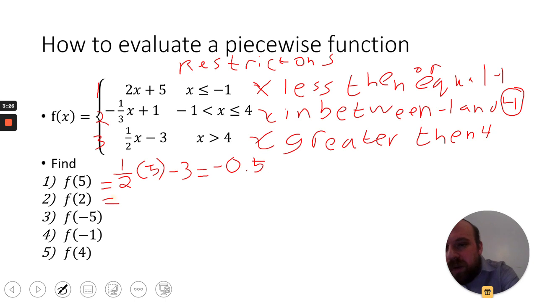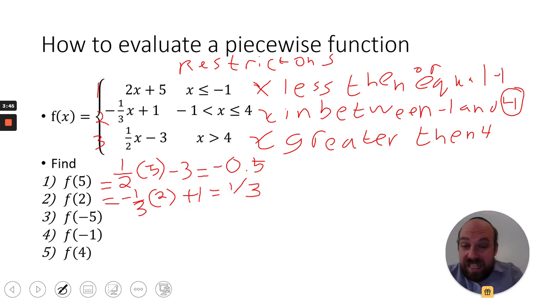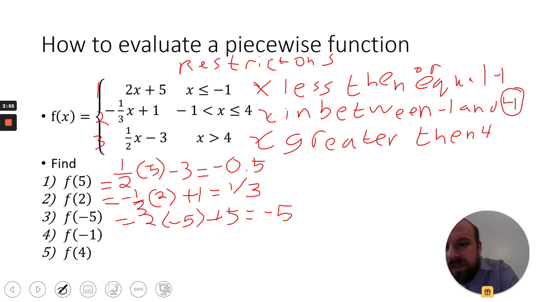Then for the second one, 2. 2 is in between negative 1 and 4, so we use the second rule for number 2. So negative 1/3 of 2 plus 1. That's 1 minus 2/3, which is 1/3. Then negative 5 is less than negative 1, so we use the first rule. So that'll be 2 times negative 5 plus 5, which would just be negative 5.